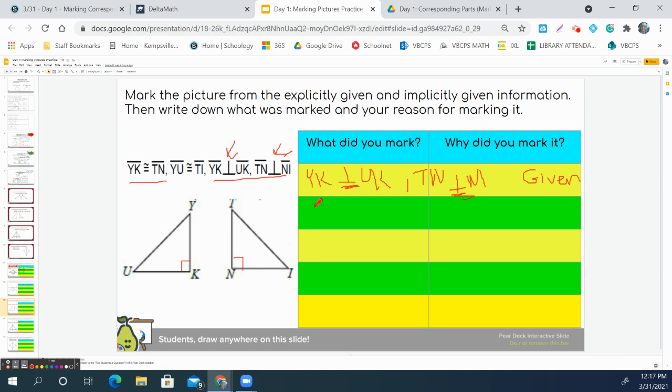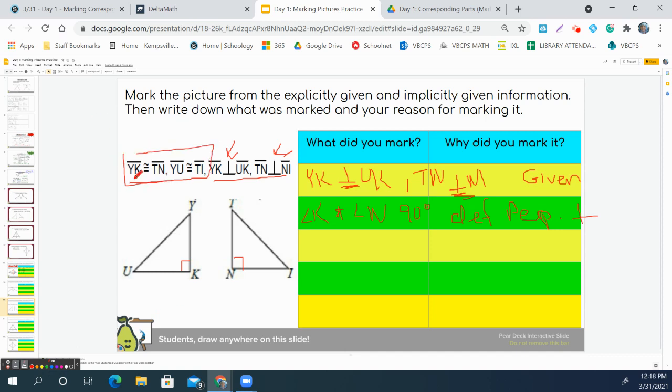90 degrees, yeah. So angle K and angle N are 90 degrees. Why? Definition of perpendicular. This wasn't specifically given to me. I had to know that this term means 90 degrees, right? So definition of perpendicular. Boom. Okay, we're on a roll.